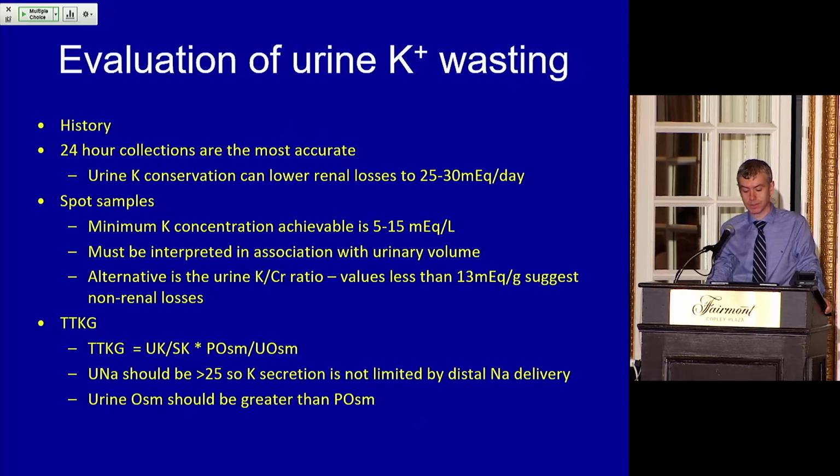non-renal losses. The transtubular potassium gradient has really fallen out of favour, but when used, there are certain caveats in terms of its interpretation, such as the urine sodium should be at least 25, so that the distal potassium secretion is not limited by distal sodium delivery, and the urine osm should be greater than the plasma osm. But again, the TTKG has really fallen out of favour with most electrolyte experts.